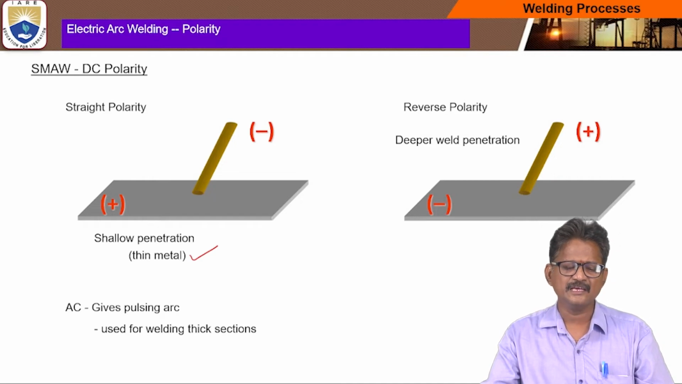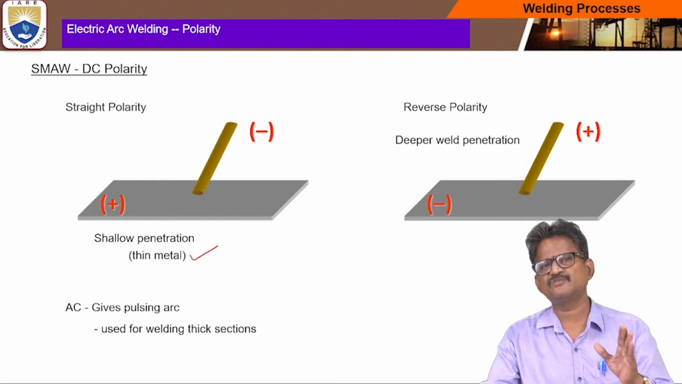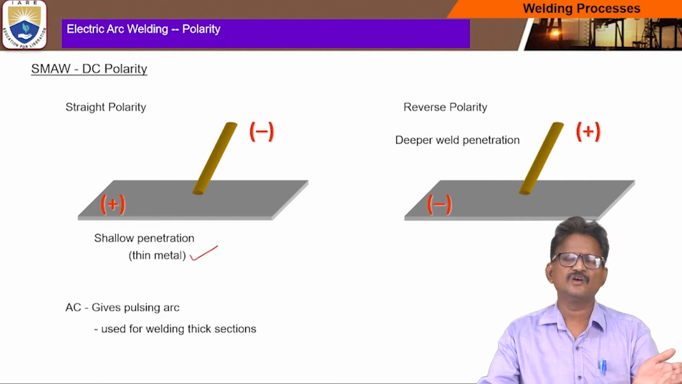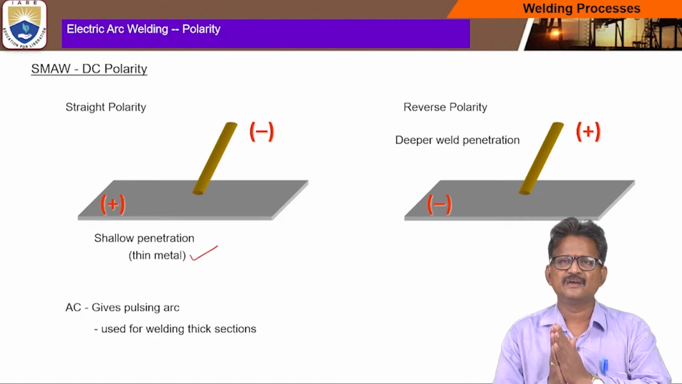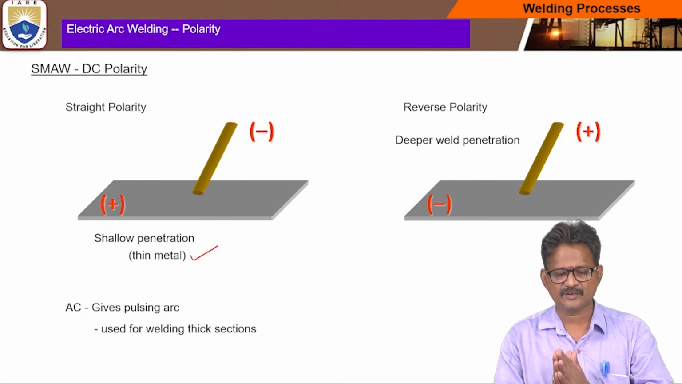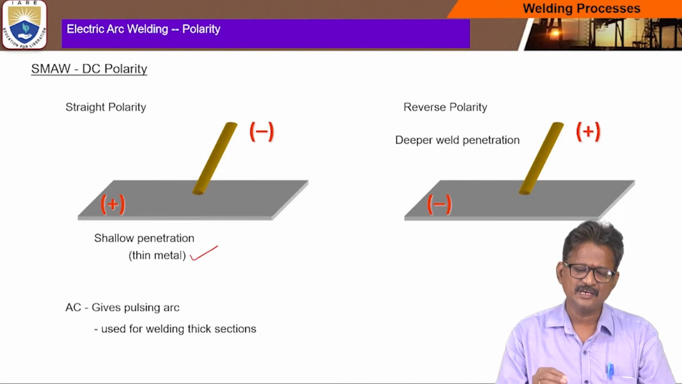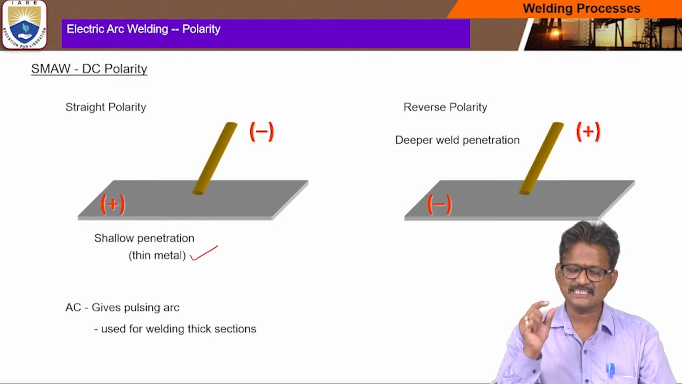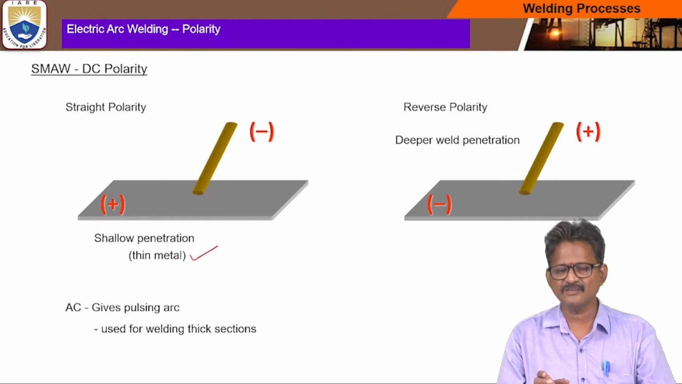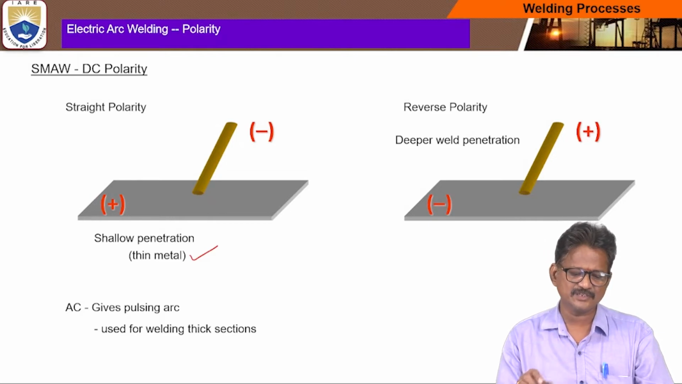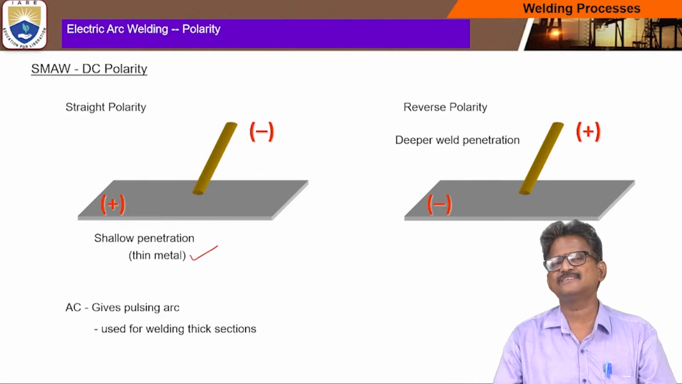Especially while using straight polarity, only shallow penetration will occur. While using reverse polarity, deeper weld penetration is made by shielded metal arc welding. But when you want to weld thick sections, DC cannot be used. When you want to weld thick sections, you can go for AC current.